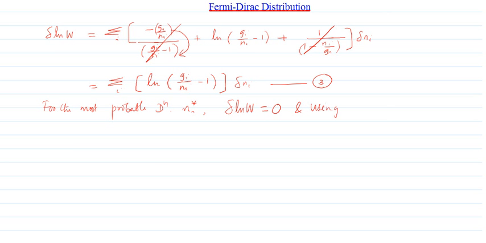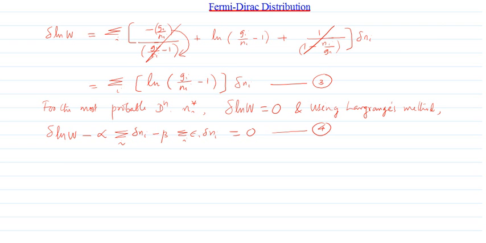Using Lagrange's method, since the constraints are to be included, Lagrange's method of undetermined multipliers, we can write that delta log w for the maximization, which is to be set equal to 0, minus alpha into, I'm bringing in the constraints, sum over i delta ni, minus beta into sum over i ei delta ni, must be equated to 0. So that is my fourth relevant step.